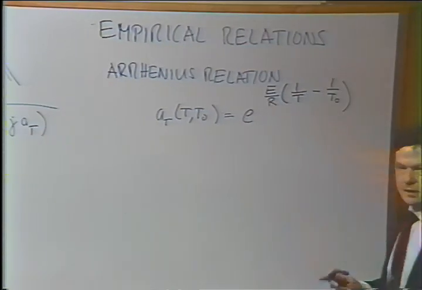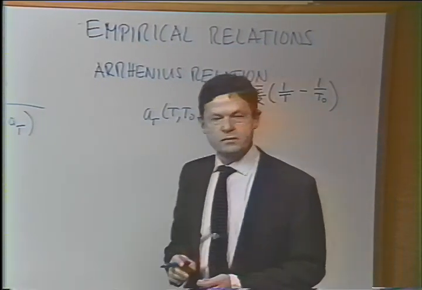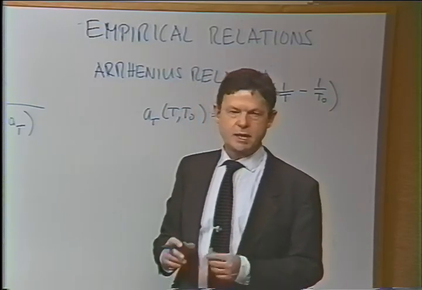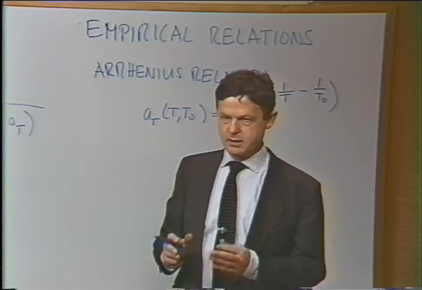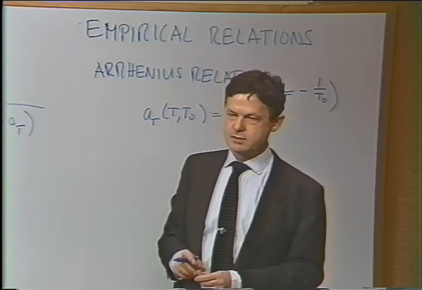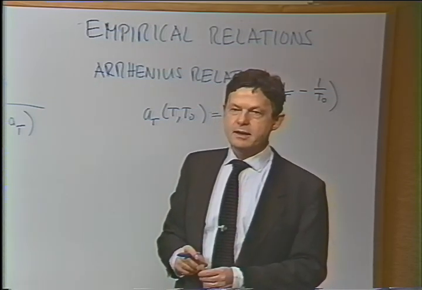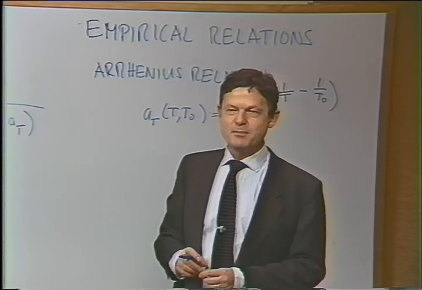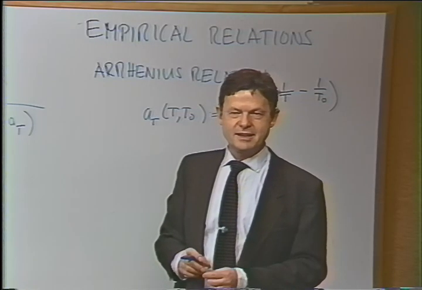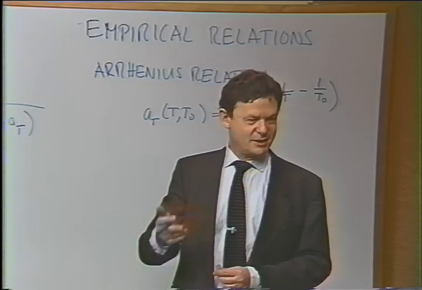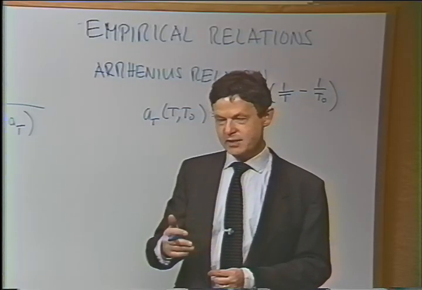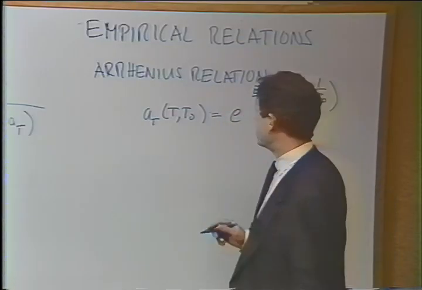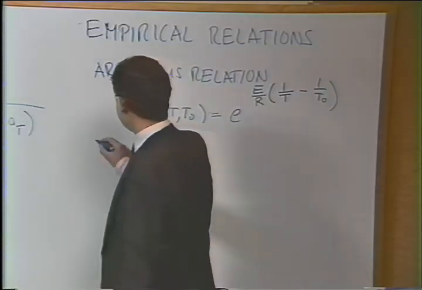This relation holds for low molecular weight liquids or for polymeric liquids at very high temperatures, much above the glass transition temperature. It hardly holds for any data. When you take molten polymers at different temperatures and shift their material functions, you hardly find the Arrhenius relation. It's somewhat more complicated.